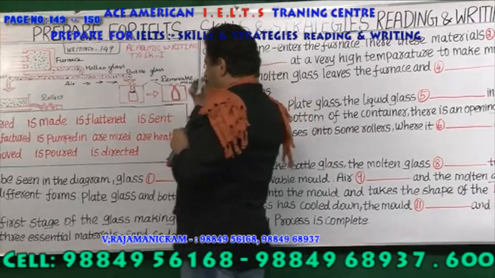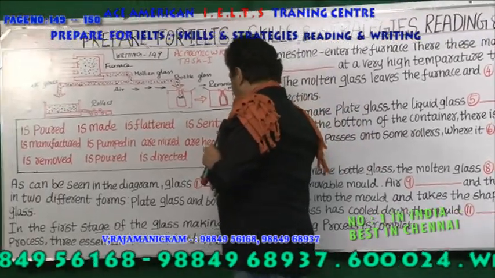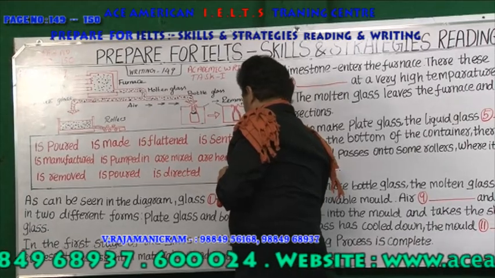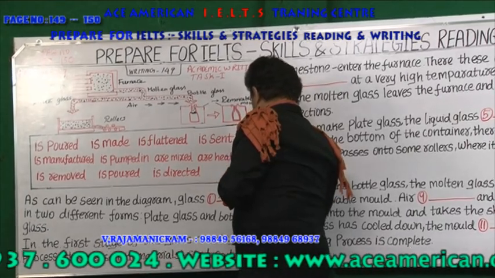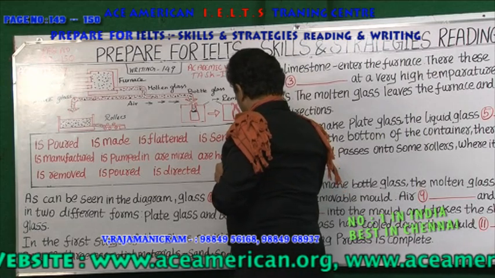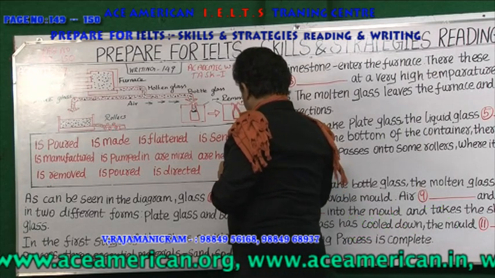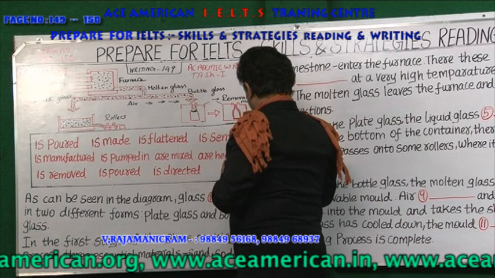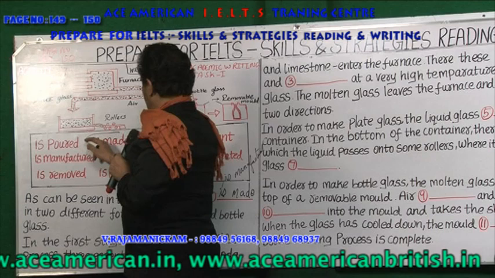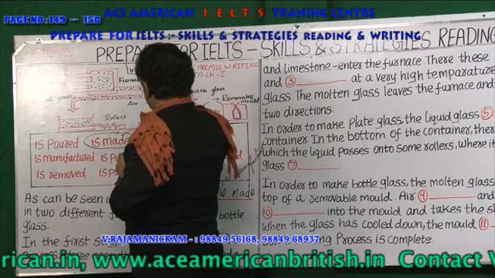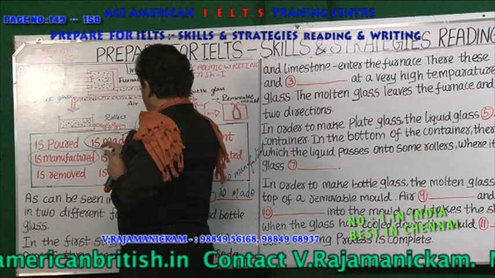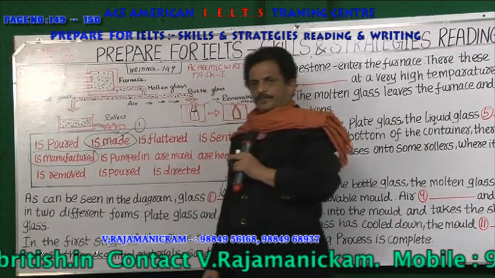So, the first answer is what, sir? The first answer is manufactured, is made. You can use "is made" or "is manufactured." So, both are correct. "Is made" is number one, right? "Is manufactured" also can be used as number one, right, sir?